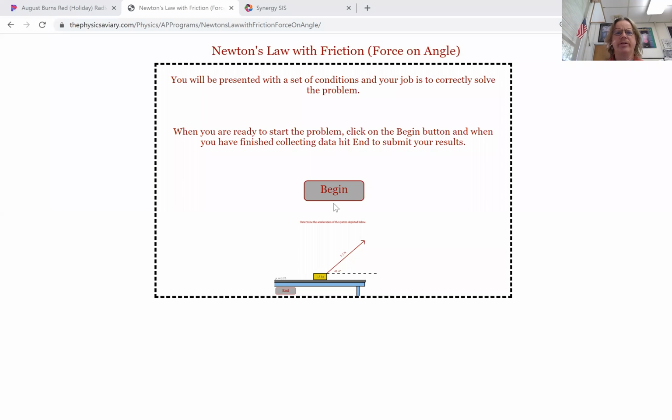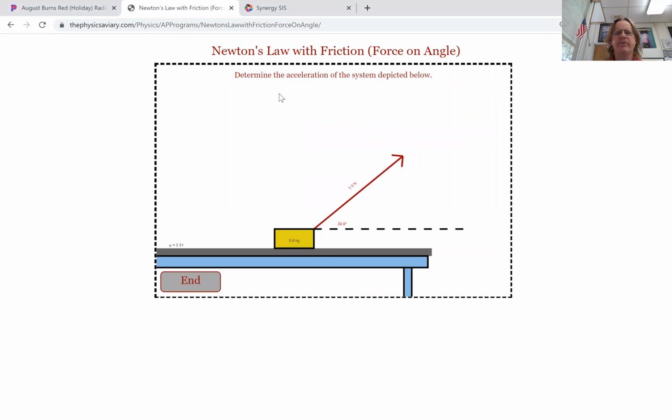Alrighty, this is about how you do the bonus pull at an angle. Here we go. So it's Newton's law with friction, big N. I have to find the acceleration of this system. So first you want to do your free body diagram.